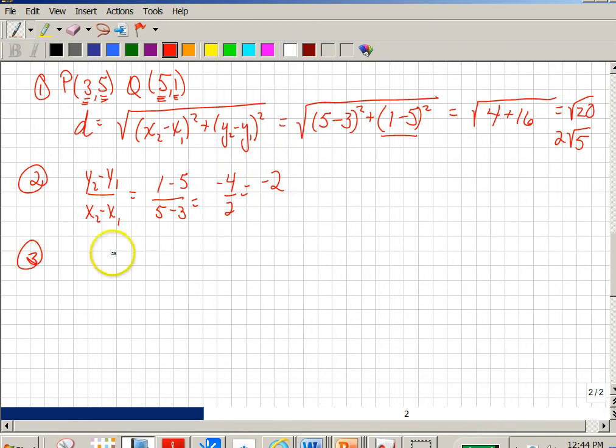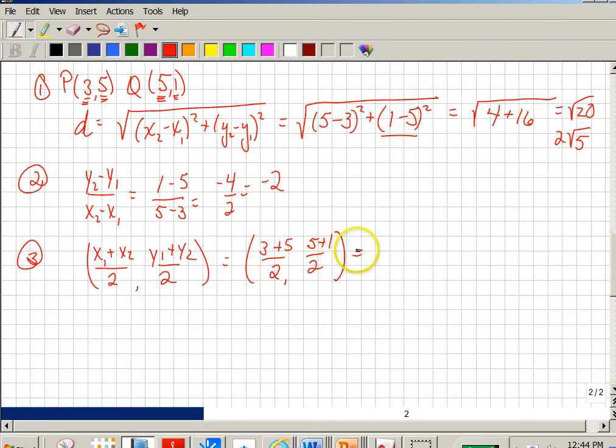Number 3, what's the midpoint of PQ? The midpoint formula is x1 plus x2 over 2 and y1 plus y2 over 2. So again, it's just a matter of looking up at the numbers. X1 is 3, plus 5 over 2. Y1 and Y2 are 5 plus 1 over 2, which is 8 over 2 and 6 over 2, which simplify to 4, 3. That's the midpoint.